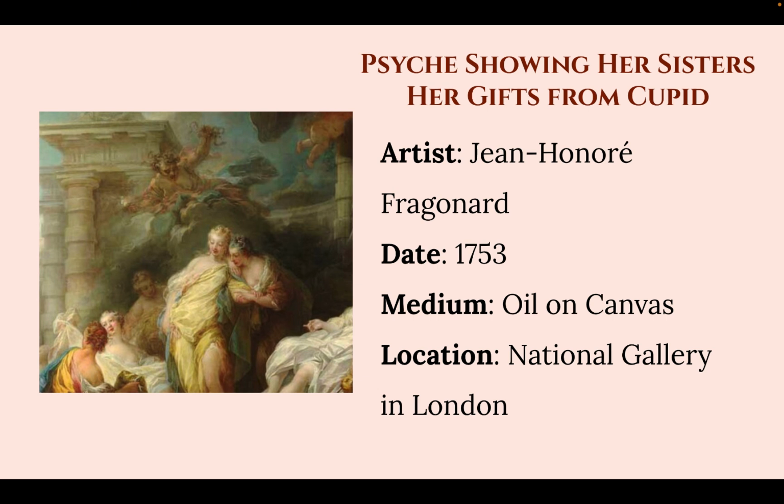This piece depicts the classical story of Psyche and Cupid. As Psyche shows her sisters the gifts from Cupid, her sisters, filled with envy, plan to ruin her happiness. Despite the story serving as a warning against jealousy, Fragonard portrays the elegant scene to embody the ideals of the elites.